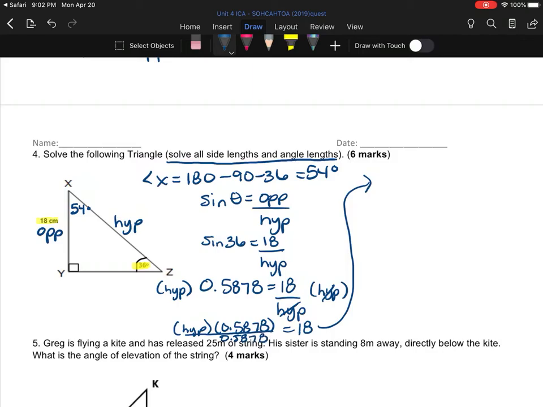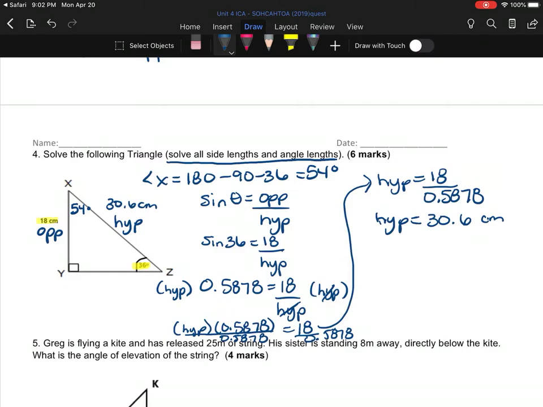Okay, so now we have to divide both sides. I'll rewrite that over here. So the hypotenuse is going to be 18 divided by 0.5878, which is 30.6. Okay, so that's the hypotenuse.